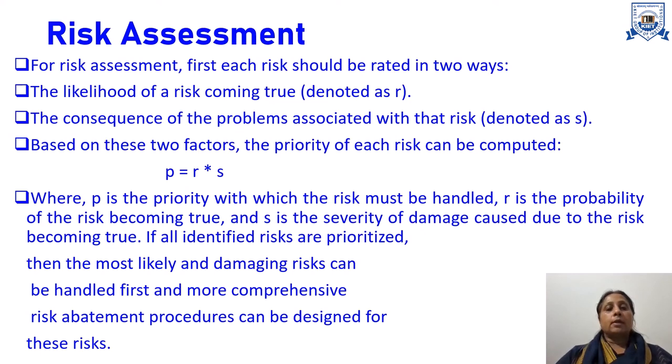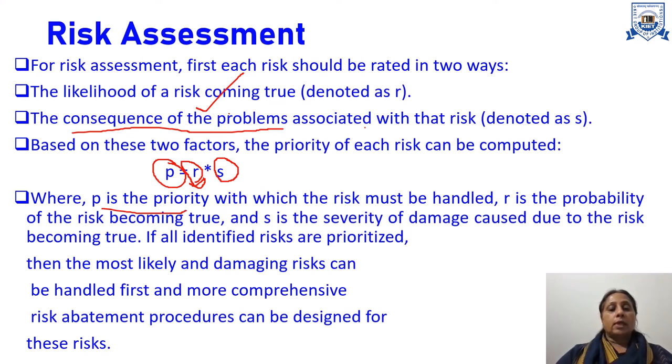In risk assessment, after that we will obviously prioritize the risk. For prioritizing, we will consider two factors. One is the probability of the risk coming. Second, whenever the risk comes, what problems will occur. So, the priority of risk is equal to the probability of the risk coming multiplied by the problem consequences if the risk occurs. From this formula we can calculate the priority of the risk, where P is the priority.